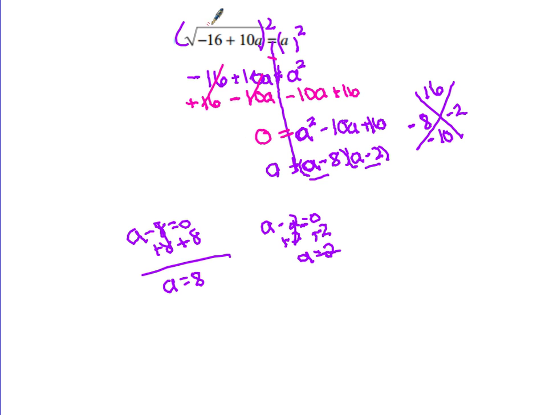So if I was going to check them, I would put an 8 in on this side. And when I put an 8 in on this side, I do end up getting 8. Put an 8 in on this side, and I get 8 because that's all a is. So I get 8 equals 8, so that one works. Put a 2 in on this side, and when I put a 2 in on this side in my equation, I get a 2. Put a 2 in on this side, and I also get 2. So it works for both of them. They are both answers.